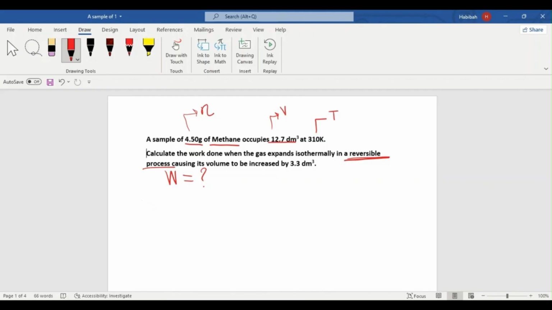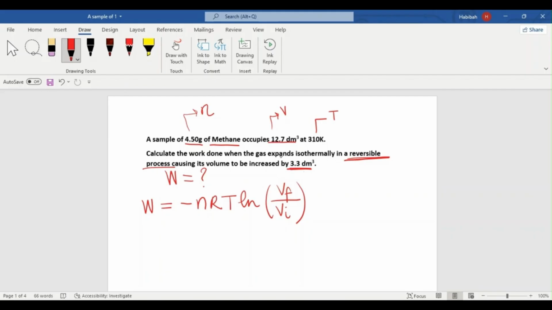So to determine work in a reversible process when the gas expands isothermally, we have W equals negative nRT ln, so natural log, of V final divided by V initial. So that is what it is. So in a reversible process, causing its volume to be increased by, so not increased to, of course, it's not increased to because this is going to be less than increased by.